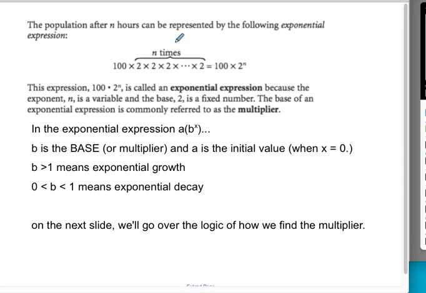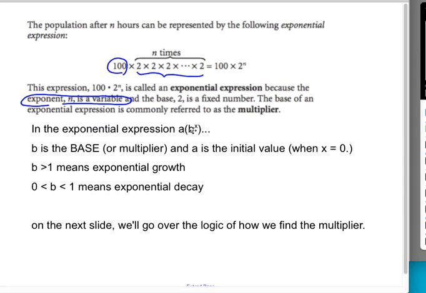So the population after n hours can be represented, as we just saw, by 100, the starting value, and then a 2 n times, because you're multiplying by 2 each hour, and there were n hours. So 2 times 2 times 2, n times, would be 100 times 2 to the n. This expression is called exponential because the exponent is a variable. And the base can often be called the multiplier, because I'm multiplying by that base, that 2, every single time.